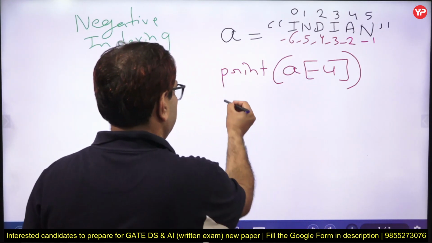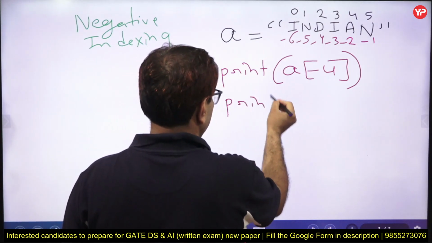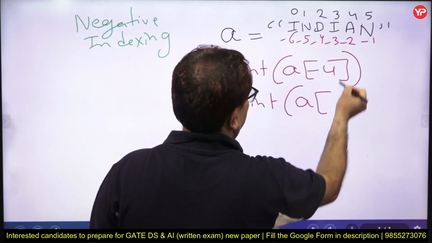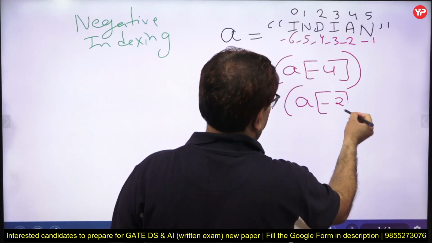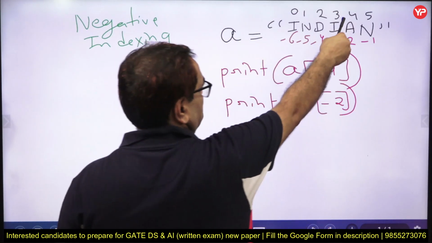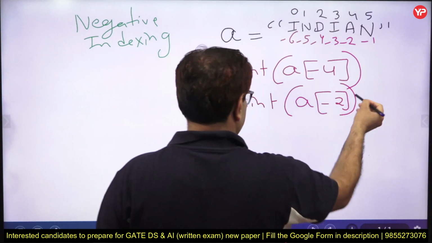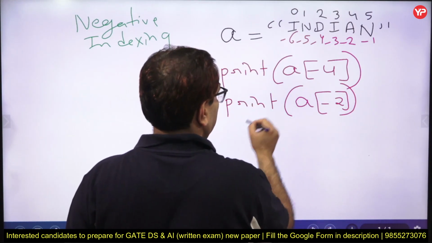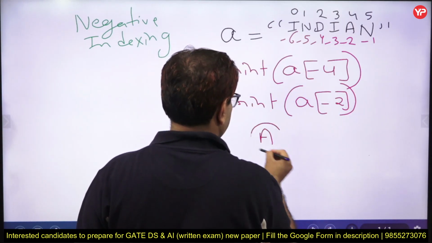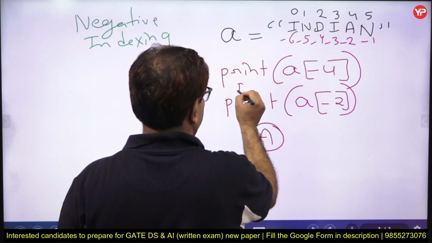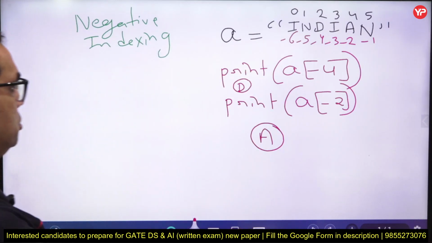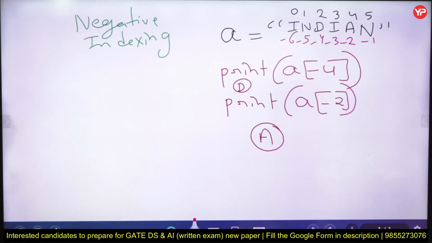Similarly, if we write print a and then -2, what character can we get here? -2 means this one, so a. On running this code, we will get character a printed, and here D will be printed. So this is the concept of negative indexing.